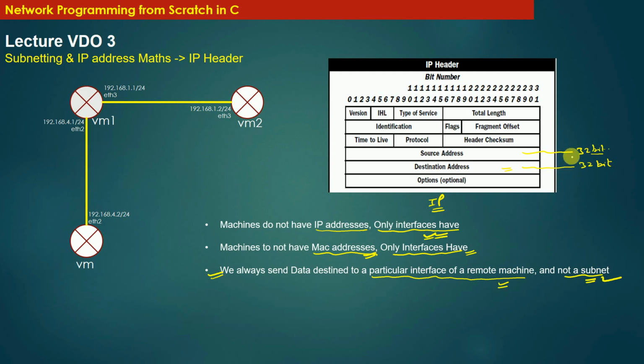And in the IP header, the source address and destination address are specified in the form of integer equivalent. What is integer equivalent? Any IP address can be converted into its equivalent integer value, which is a 32-bit value. It is this integer value that we specify as the source address and destination address in the IP header. We will discuss later how this conversion is done.